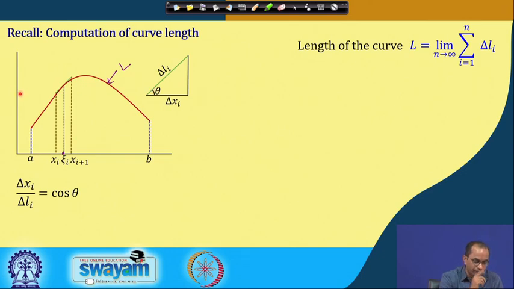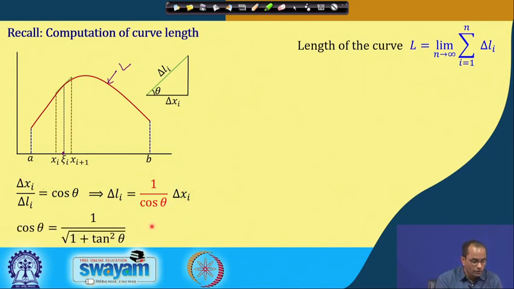in terms of delta x_i and the function f. From this triangle we have that cos theta is delta x_i over delta L_i. So, delta x_i over delta L_i is cos theta, or we can get that delta L_i is nothing but 1 over cos theta times delta x_i.